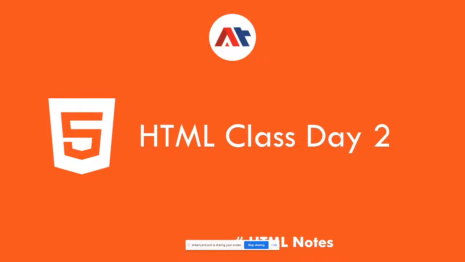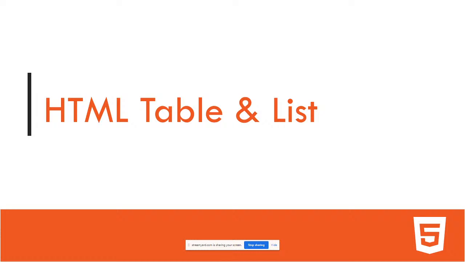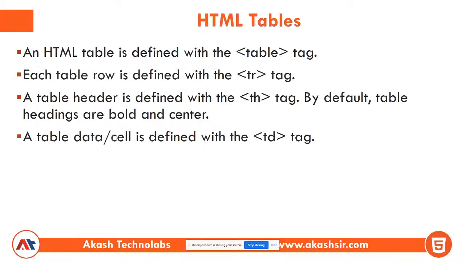So if we talk about HTML day 2, the most important elements of HTML are the table and list, right? Whenever you want to display some data in your website, the table tag is very important. For example, if you are fetching some data from your database and then you want to display it in your website, the table is a very useful tag. An HTML table is defined within a table tag, and each table row is defined with the tr. So tr, th, and td are the most important elements of this table tag, right?